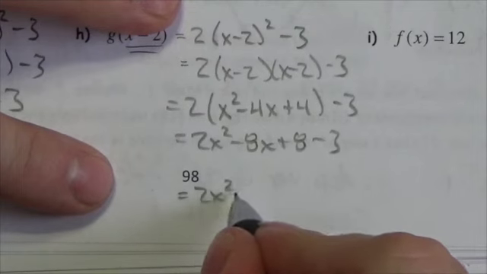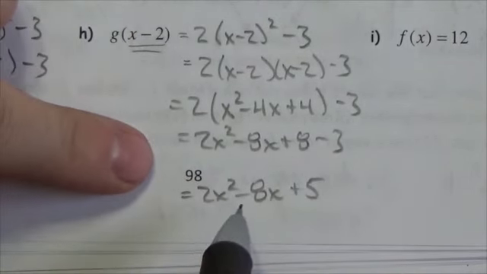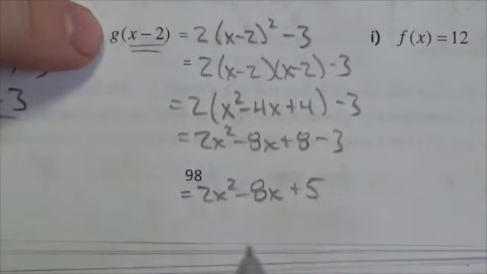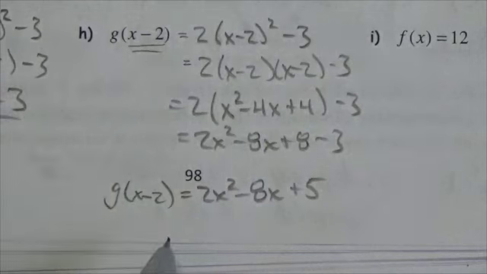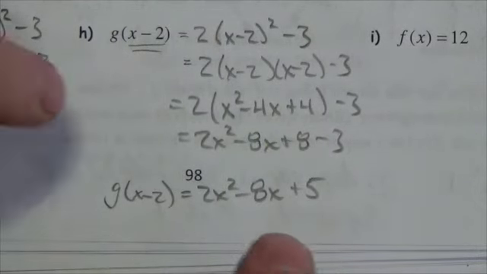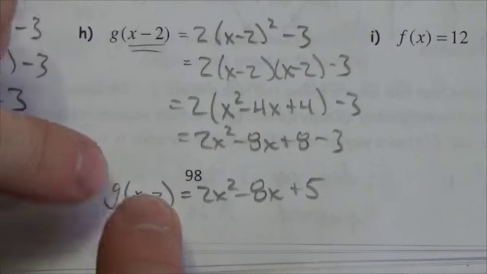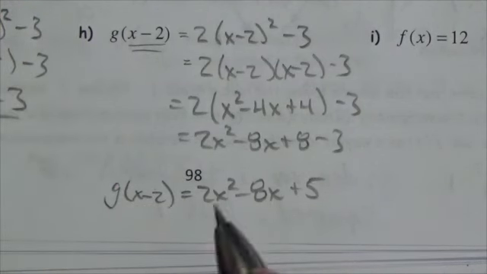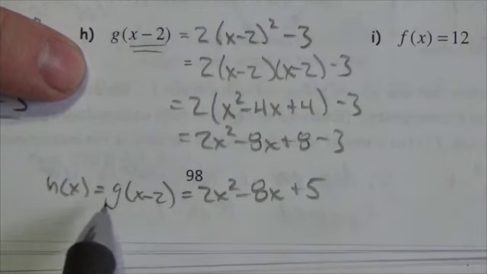So 2x squared minus 8x plus 5. Now this is g of x minus 2. All the way down, that was g of x minus 2. So this is what you get when x minus 2 is the independent variable in g. I don't like thinking about x minus 2, though, at the end here as being the independent variable, so I would label that as h of x equals g of x minus 2.